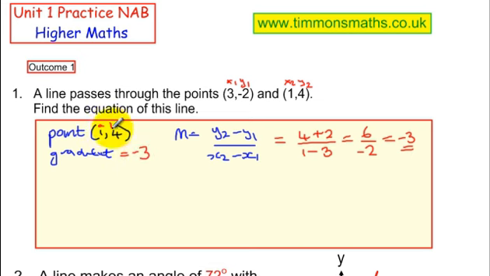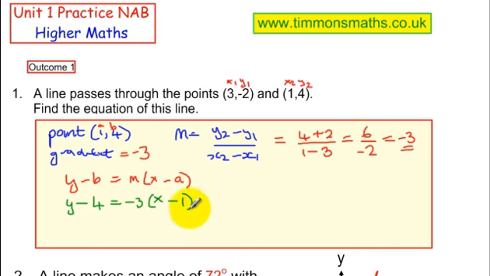If we then call our point (a, b), we use the formula y minus b equals m bracket x minus a. And we now fit our values into this. So that's y minus 4 is equal to negative 3 bracket x minus 1. And it's quite alright to leave our answer like this.